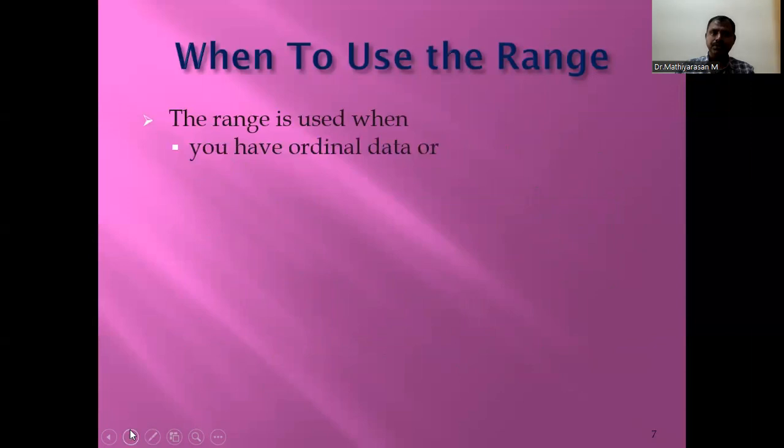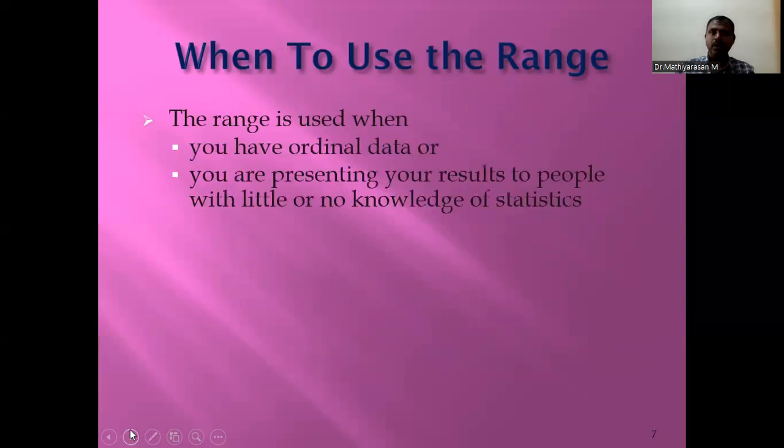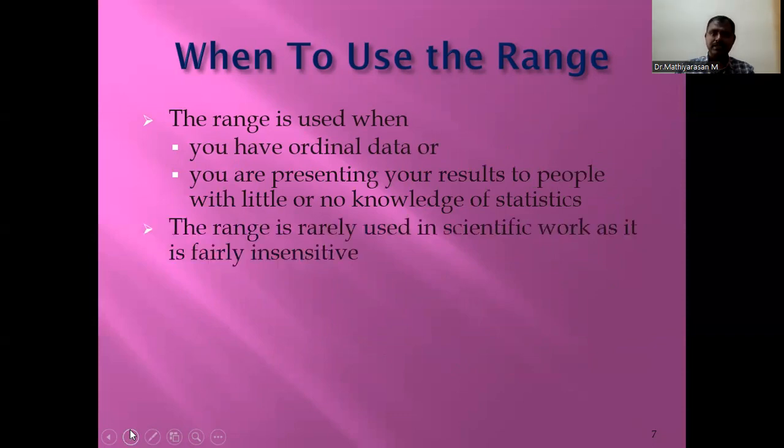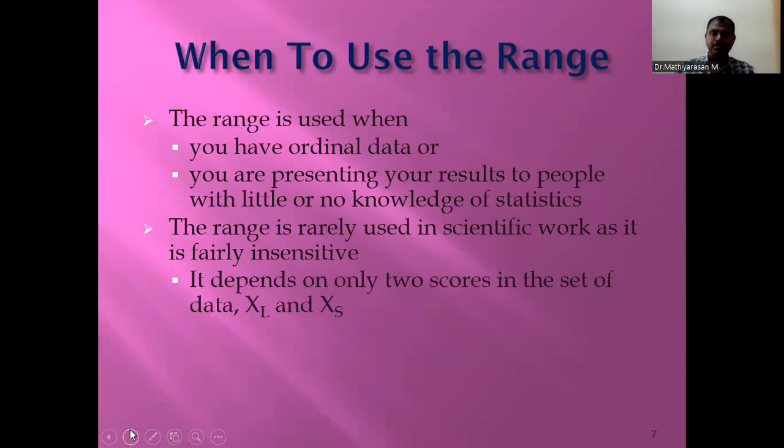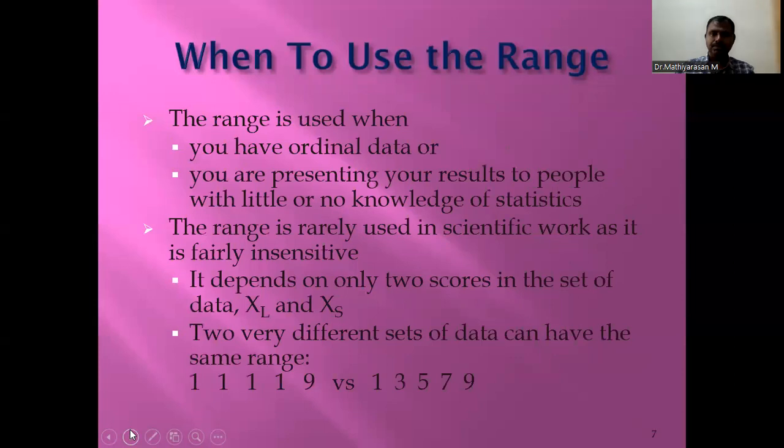The range is used when you have ordinal data or you are presenting your results to people with little or no knowledge of statistics. And it is not used in scientific work as it is fairly insensitive. It depends on only two scores in the set of data, that is the largest value and the smallest value. Two very different sets of data can have the same range.